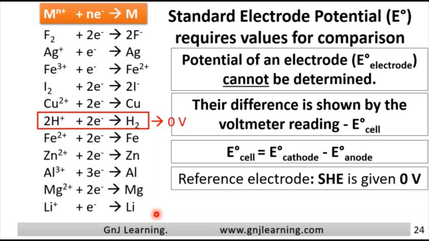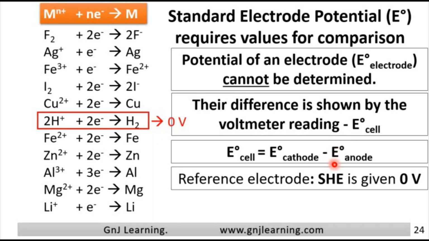Okay, while doing this, now I have E0 cell from the voltmeter, E0 either cathode or anode. So what I am doing is, when I take SHE as a reference electrode, I always prefer it as anode. Whenever I am using SHE as a reference electrode, I consider it as an anode.